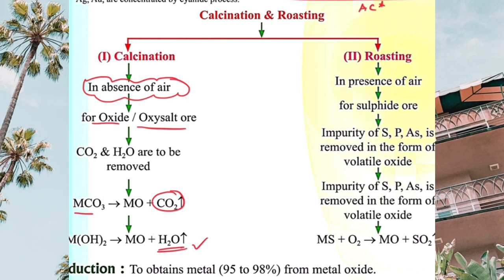So you can see here, when carbonate is heated, we are getting oxide plus carbon dioxide gas is liberated. When hydroxide is heated, water vapor is removed. In this process, very important, the ore releases gases like carbon dioxide and water vapor. That is the reason the ore becomes porous, and volatile impurities are removed.